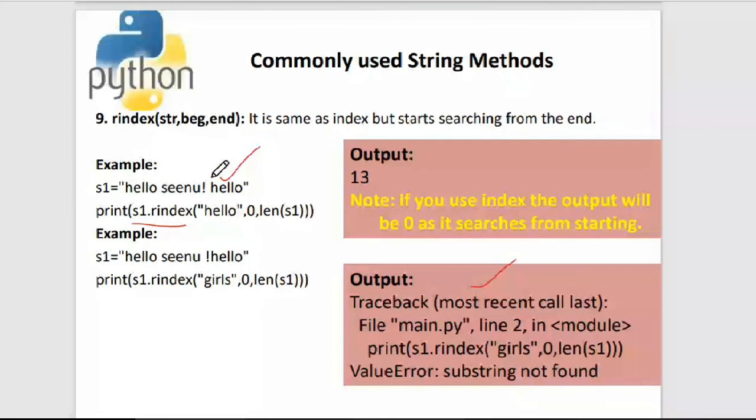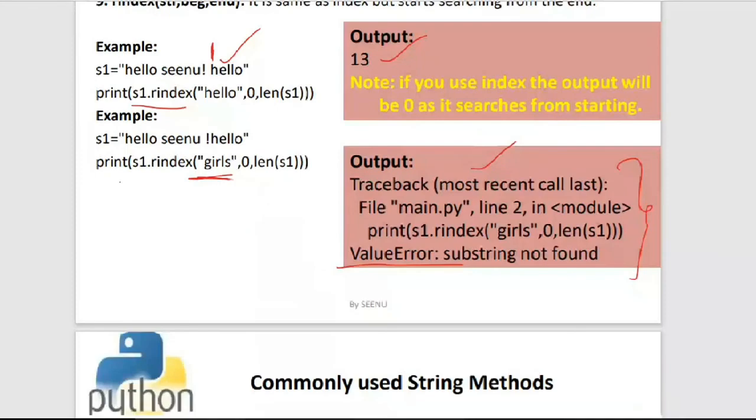But what will it do if I'm trying to search girls in the string? Girls is not found. In rfind, it will give -1 for me. But here it is giving an error, and the name of the error is ValueError, and it's saying the substring that you want to search is not found.